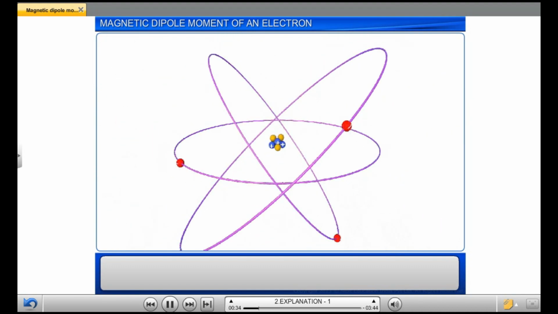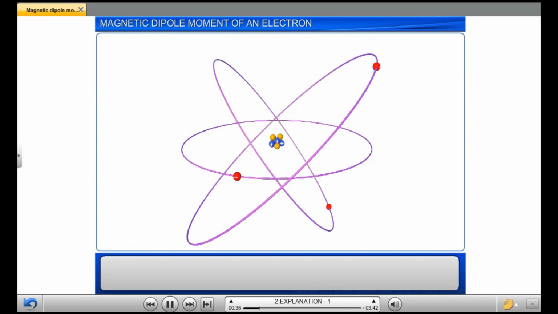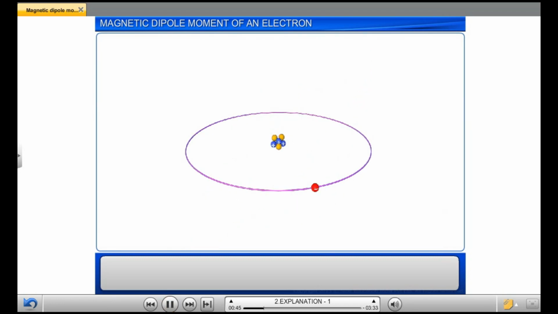Electrons revolve around the nucleus in circular orbits due to the electrostatic force between the electrons in the orbits and the protons in the nucleus. Consider an electron with a charge -e revolving around the nucleus in an orbit of radius r. The charge of the nucleus is Ze, where Z is the atomic number of the element under consideration.